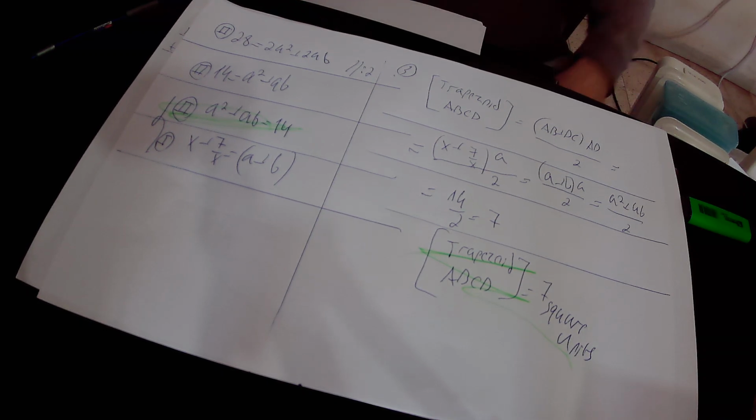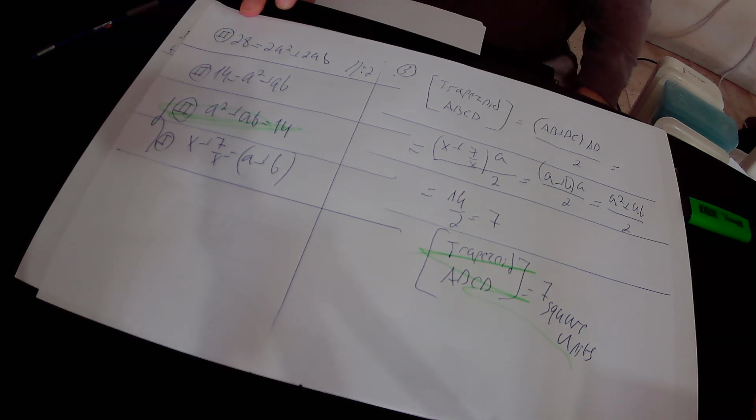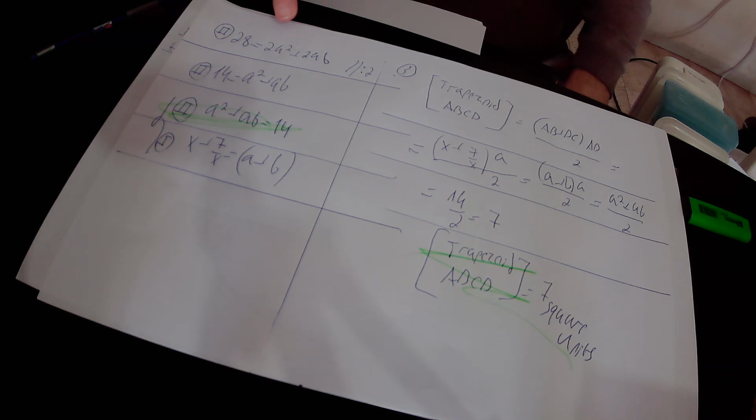Here we divided this equation 2 by 2, and finally found out that 28 over 2 is 14, 2a squared over 2 is a squared, and 2ab over 2 is ab. So in conclusion, according to equation 2, we found out that 14 equals a squared plus ab, or a squared plus ab equals 14.